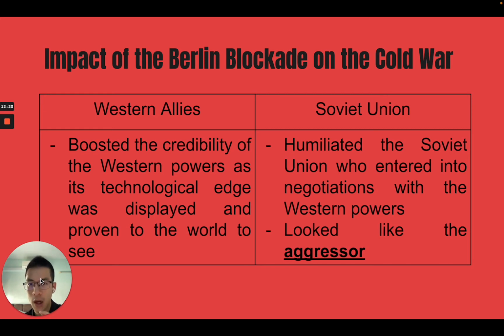Remember, when it comes to the Cold War, it's about differences in perceptions. The Western allies will perceive the Soviets as being aggressive, and the Soviets will perceive the Western allies as doing things which would threaten the Soviet Union's security. But over here, it seemed quite clear that Stalin was the one who was being aggressive and trying to cut off the access to Berlin.